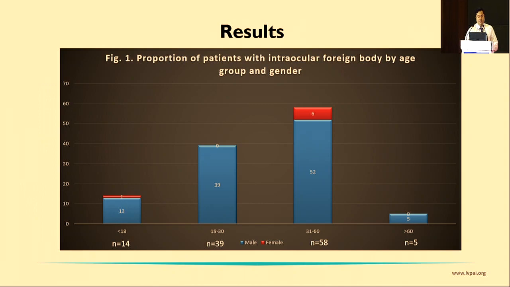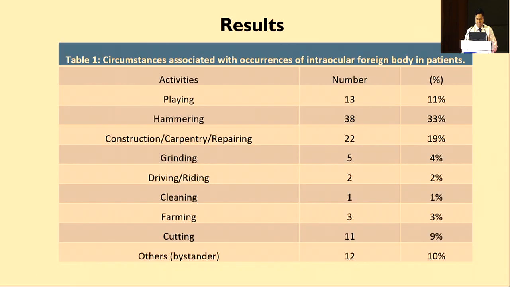If we look at the percentage of patients with intraocular foreign body, the majority were in the age group 31 to 60, around 50% of the patients. And as I mentioned, 94% of the patients were males, most of them in the age group 31 to 60. Around 14 patients fell in the pediatric age group, and only 5 in the elderly age group. So it was a working class population which presented to us with an open globe injury.